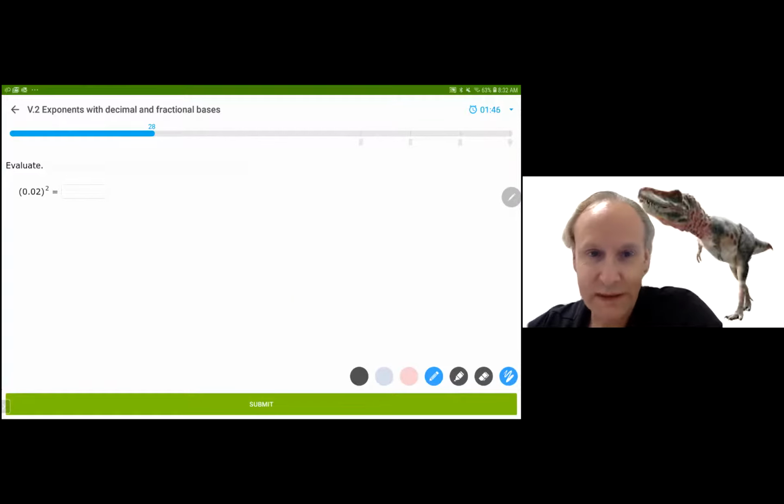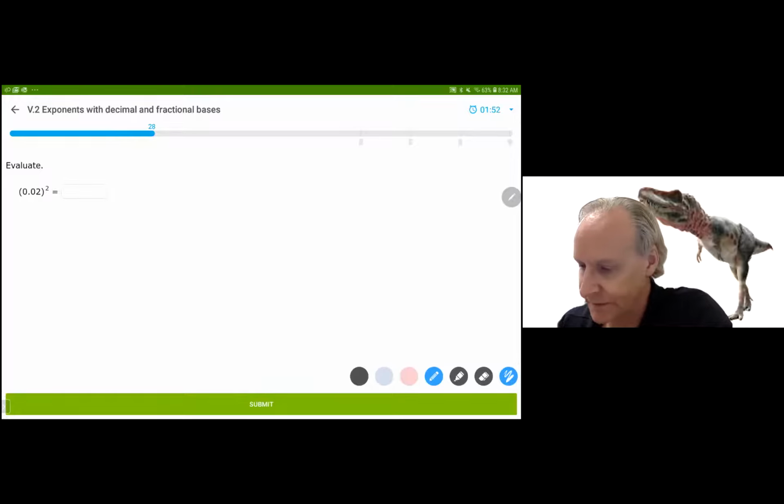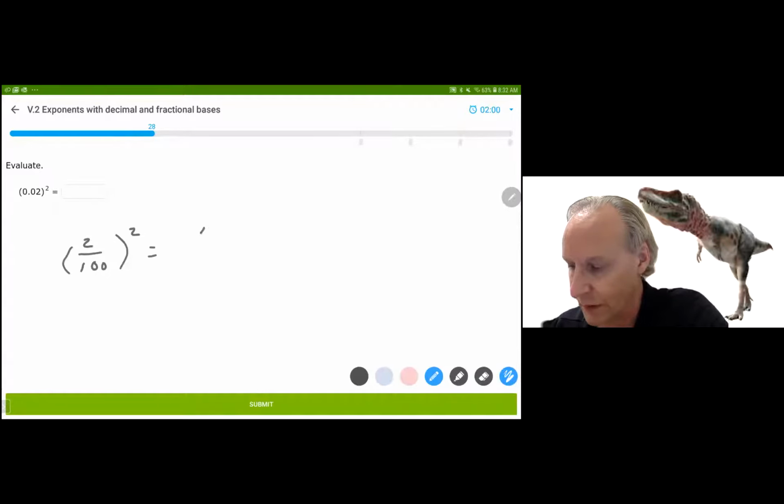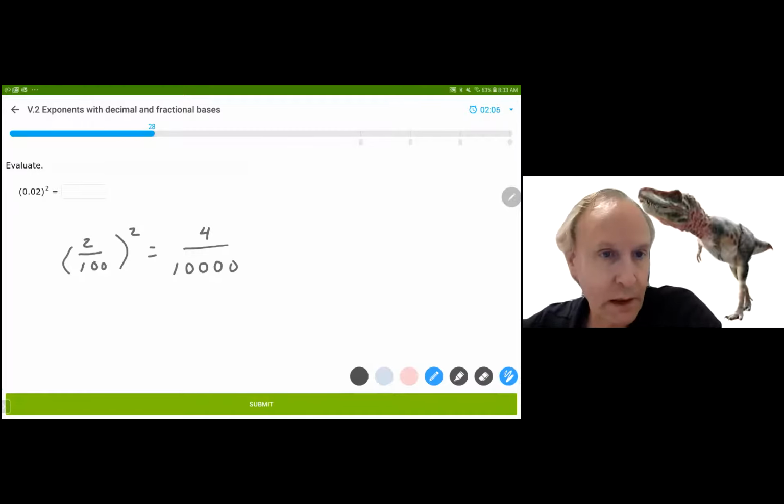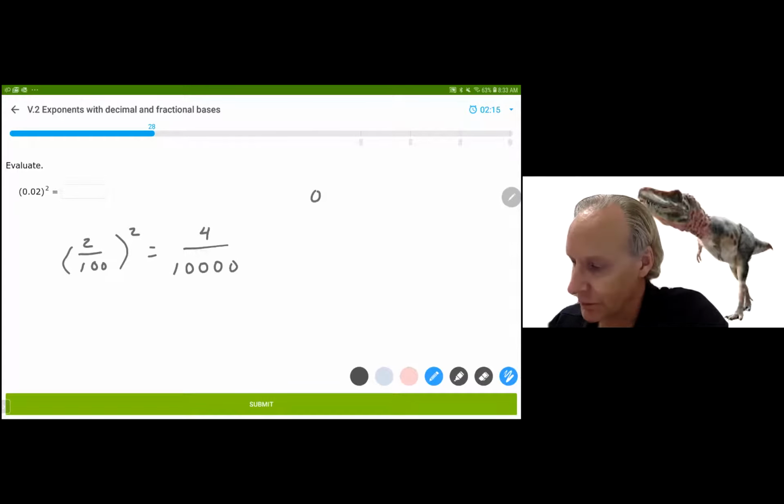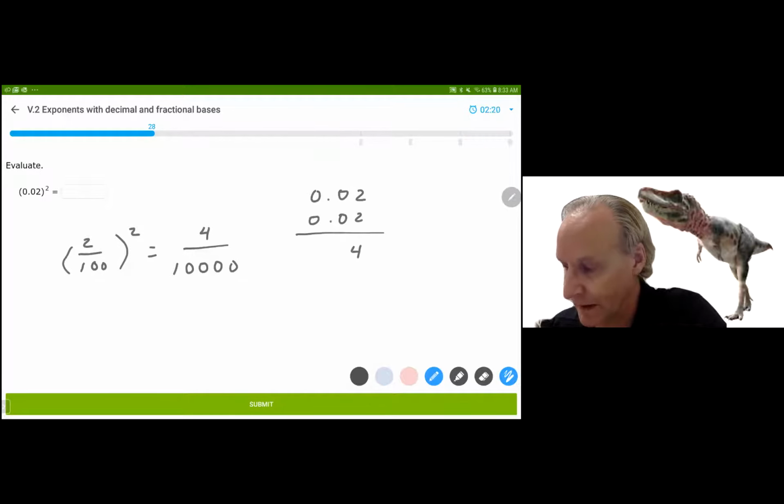Now, this one's kind of interesting, and it doesn't specify how I should write my answer. Now, this is 2 over 100, 2/100ths if you like. And when you square this, you end up with 4 over 100 squared, which is 10,000. I think I'm going to prefer to move the decimal over 4 places. And here's the reason. I have 0.02 times 0.02. And the 2 times 2 is the 4. And then I'm moving the decimal 4 places because there's 1, 2, 3, 4.